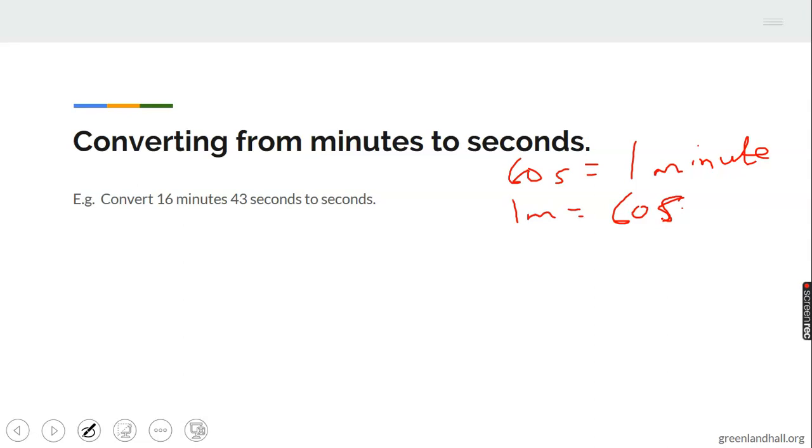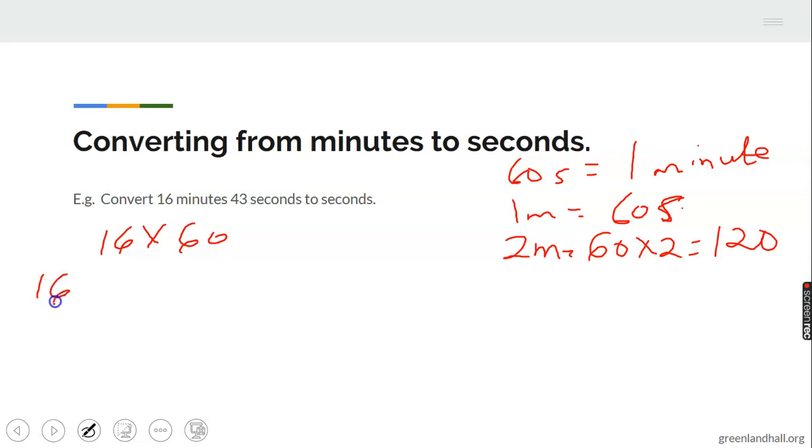Convert 16 minutes, 43 seconds to seconds. What do you do? First, change the minutes to seconds. So 1 minute is 60 seconds. 16 minutes will be 16 times what? Look at this one. 2 minutes will be 60 times 2, which is 120. So 16 minutes will be 16 times 60. So let's quickly calculate that. 16 times 60.